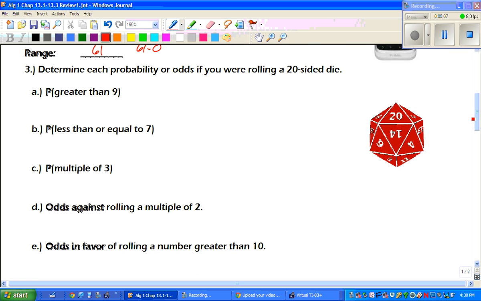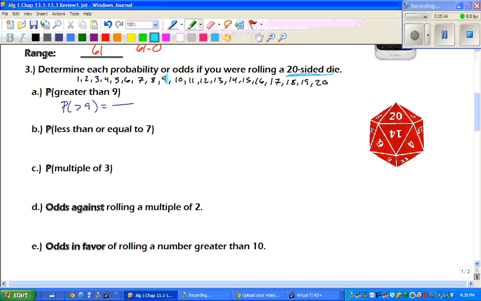Alrighty. Now determine each probability or odds if you are rolling a 20-sided die. So I want all of the numbers 3, 4, 5, 6, 7, 8, 10. Woo! Okay, so what is the probability of getting a number that is greater than 9?